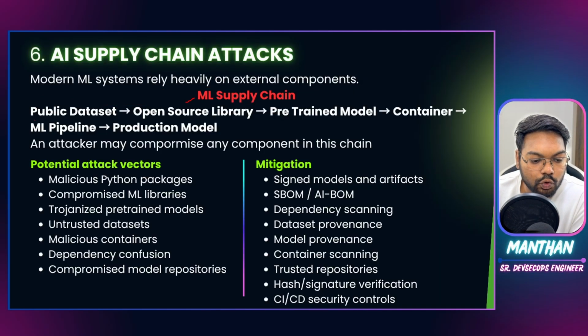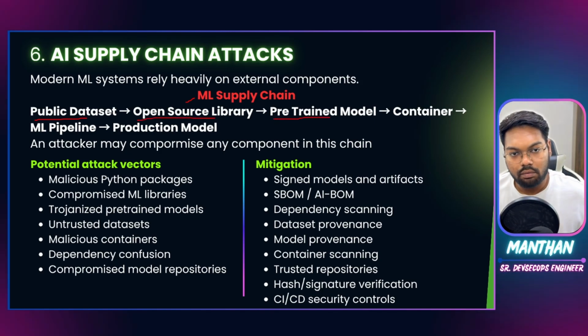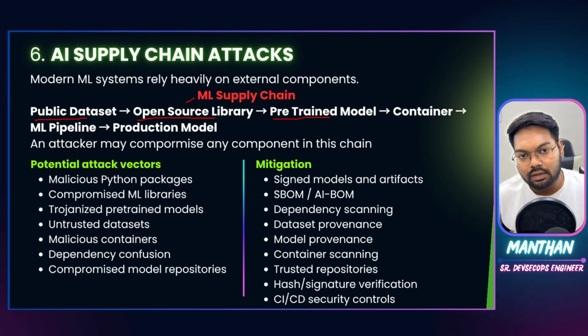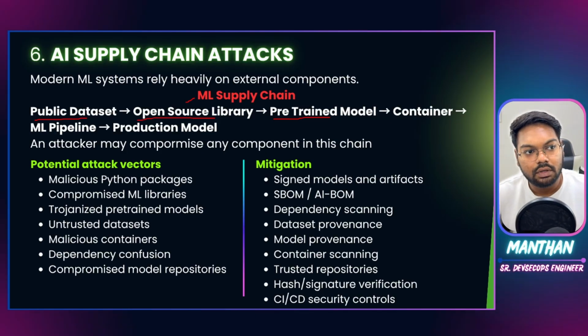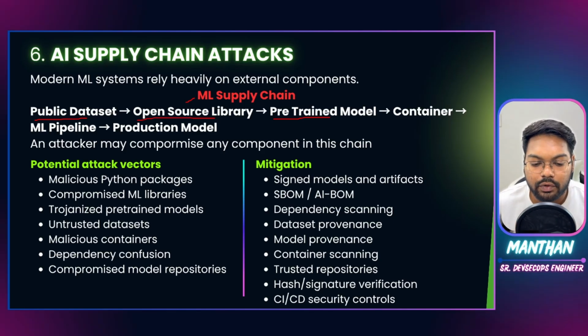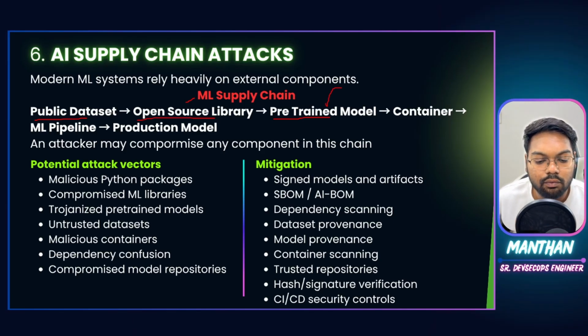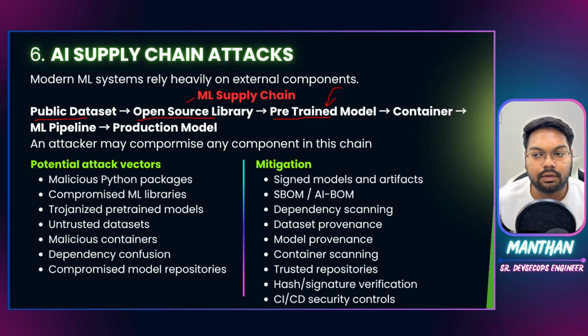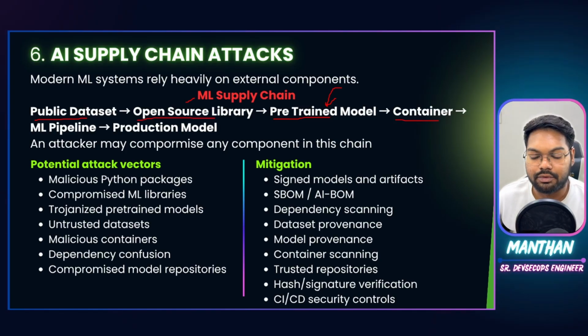Okay, so public datasets are one thing. Open source libraries, pre-trained models. Like, we do not build anything, and most organizations do not build anything from scratch. They build it on top of some pre-trained model, and then they fine-tune it to suit their needs. So if something malicious was there in the pre-trained model, like malicious code, then it would be visible in your deployed model, and then it would be compromised.